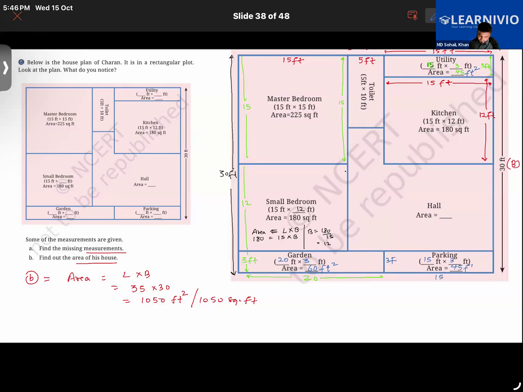15 multiplied by 3 is 45, right? Yeah, it is 45. So hence that area is 45 square feet.